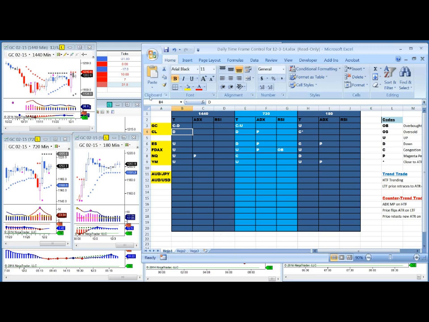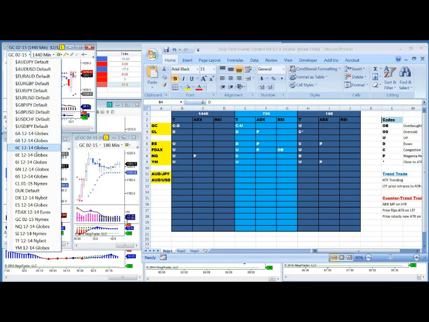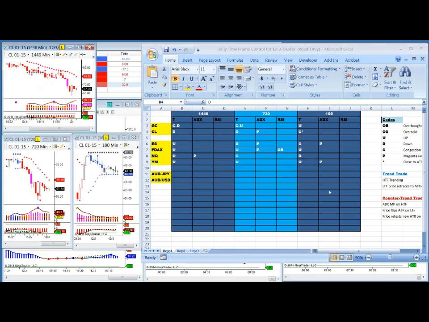All right. Now, let's go look at crude. Crude on the 1440 is in a downtrend. On the 720, it's in a downtrend, but it's retracing on a magenta peak because that's what the P means, okay? And then on the 180, you're at congestion, and you're also either at the ATR or you're at a congestion dot, okay? Let's go look and see if the charts confirm that.